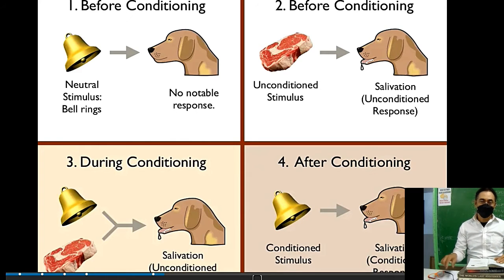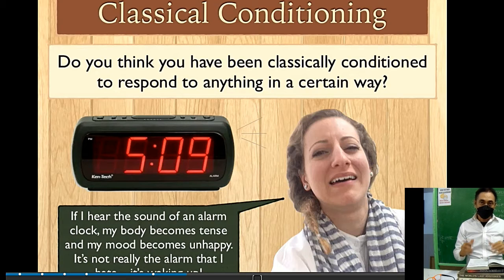And after conditioning, without the meat or the food, only the bell rings, and the dog still salivates, even without the presence of the food or the meat. So this is now the conditioned stimulus. When the bell began to ring, the dog expected that there was food, so he began to salivate. Okay, so that is classical conditioning.